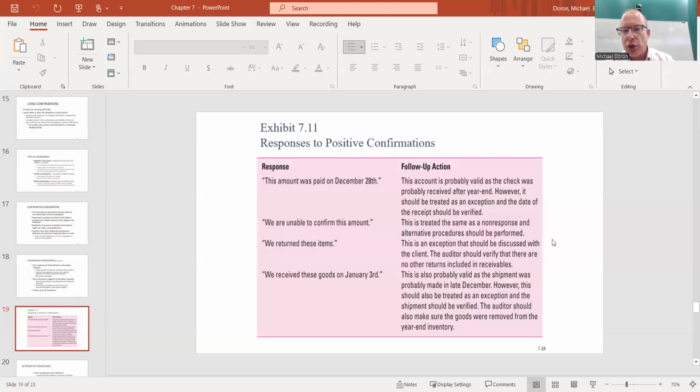Okay, we return these items. This is an exception that should be discussed with the client. The auditor should verify that there are no other returns included in receivables. Okay, so what are they saying happened here? The customer wrote back to you, we return these items. What does that mean? What happened?